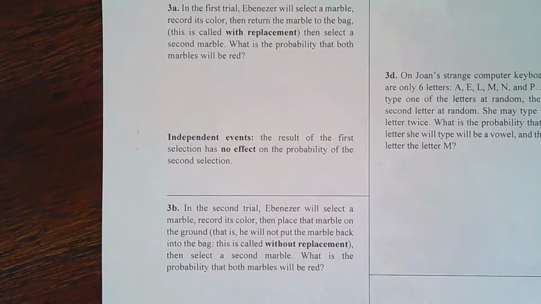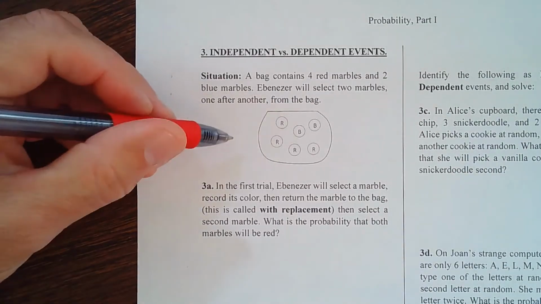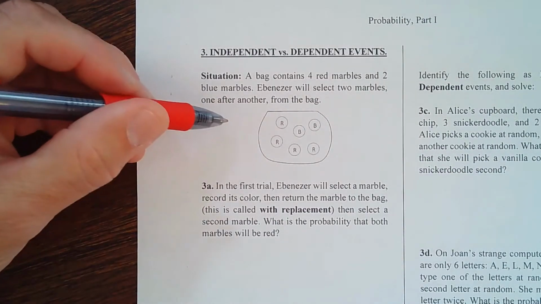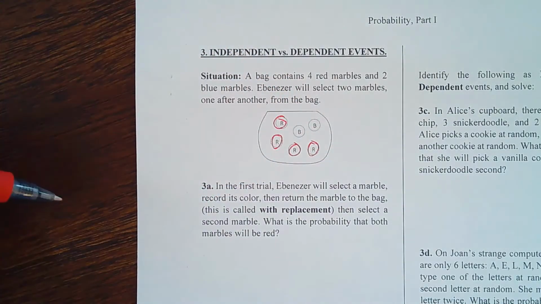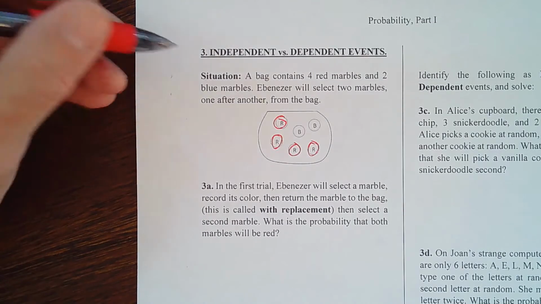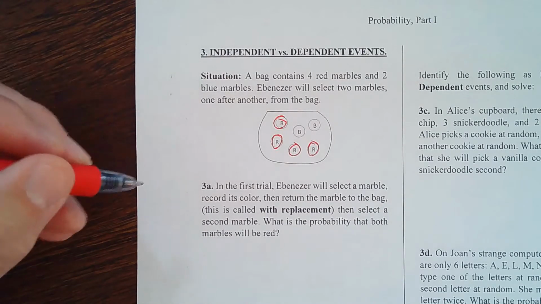So let's go to page 2, and we will look at section 3 on the top left. We have the classic bag that contains 4 red marbles, the 4 R's, and 2 blue marbles. Ebenezer will select 2 marbles, one after another, from the bag. Now there's 2 situations to look at.